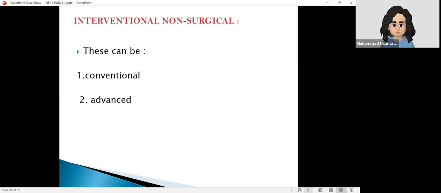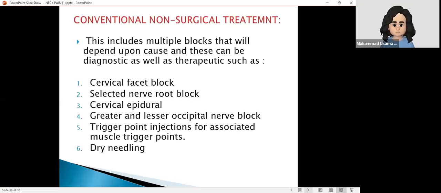Intervention, non-surgical step, which we have discussed previously. For our discussion point of view, this can be further categorized as the conventional steps and the advanced steps. In the conventional steps, we know that neck pain has multiple etiologies, multiple presentations, and multiple management plans. Therefore, multiple conventional methods can be used depending upon the cause, and this can be both diagnostic as well as therapeutic, because sometimes the neck pain has multiple etiologies and we have to go step by step addressing every kind of etiology.